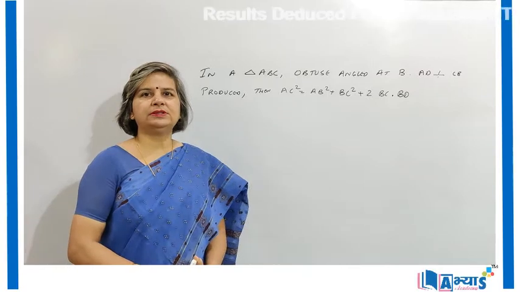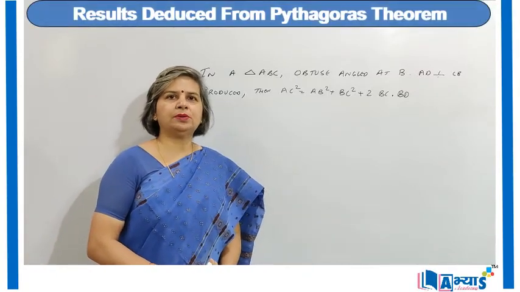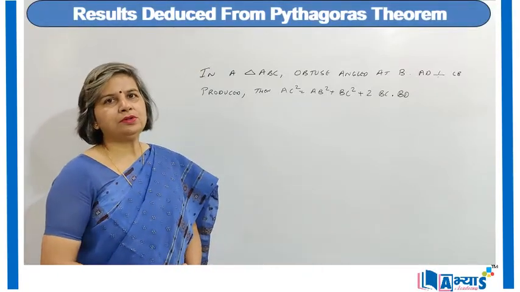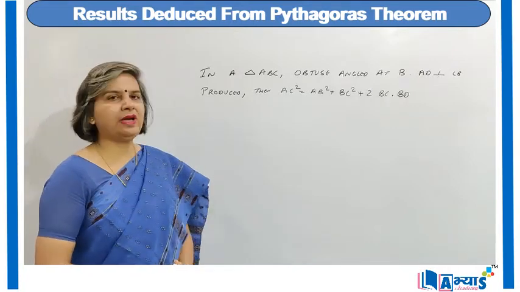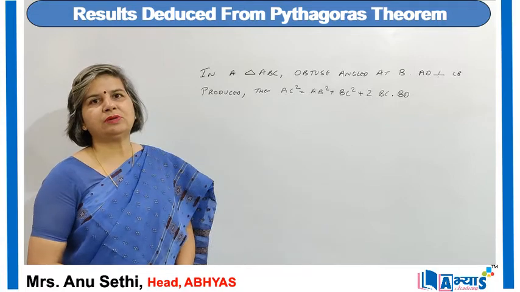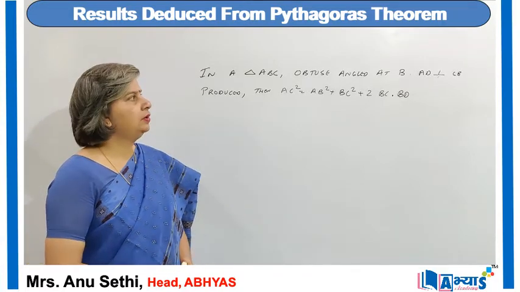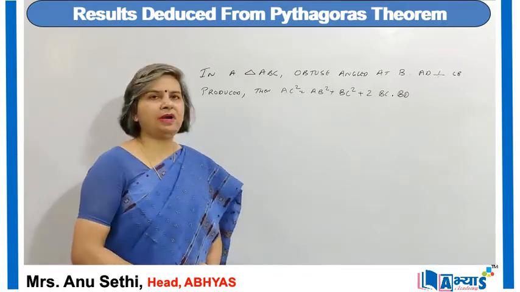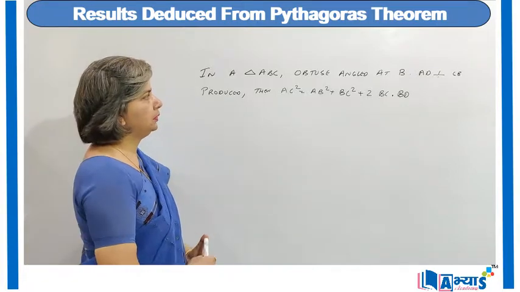The concept of the results deduced from the Pythagoras theorem. We know that the Pythagoras theorem states that when we have a right angle triangle, then the square of the hypotenuse is equal to the sum of the squares of the two sides. Now we are given a result and we have to prove the relationship.